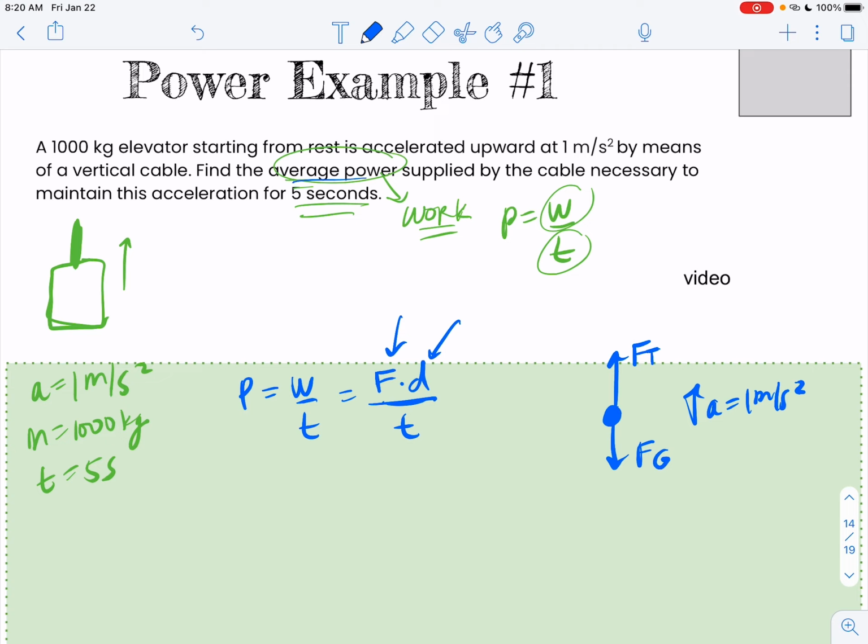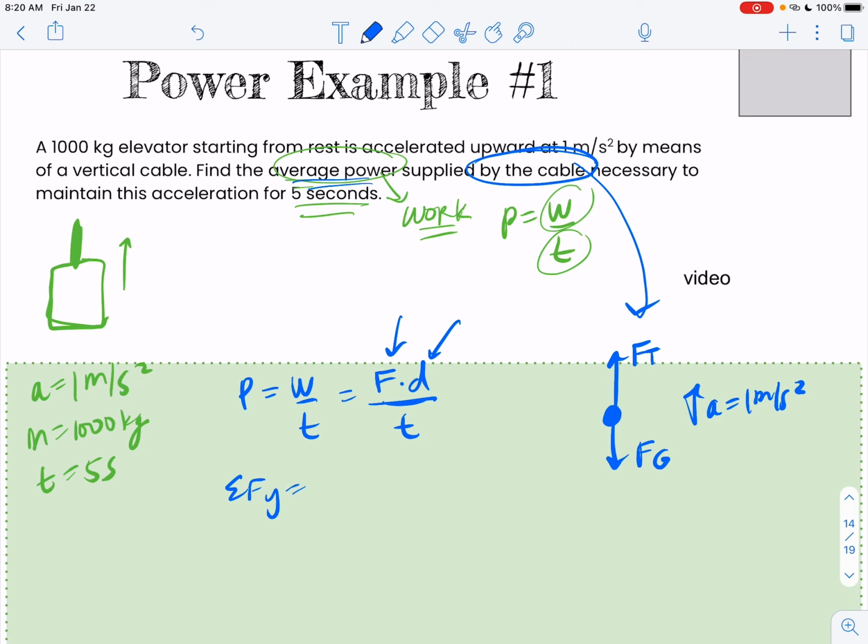It's not asking for the overall power, it's asking for the power by the cable, which means I care about this cable force. That's the one that I'm looking at. I'm not looking at the whole entire situation. I'm trying to just look at the power supplied by the cable, which is the FT.